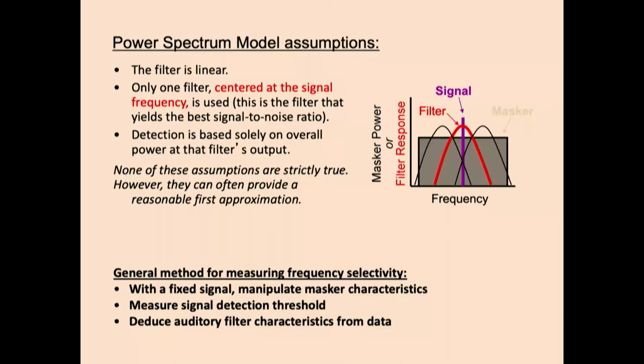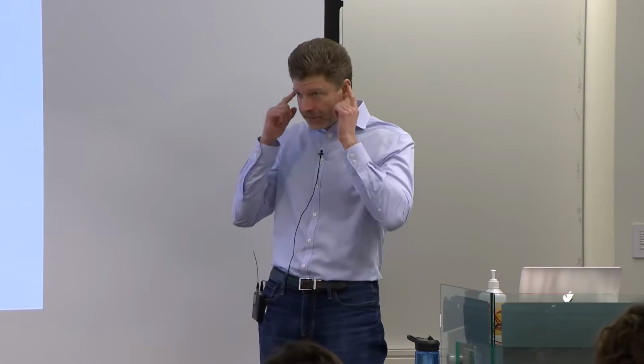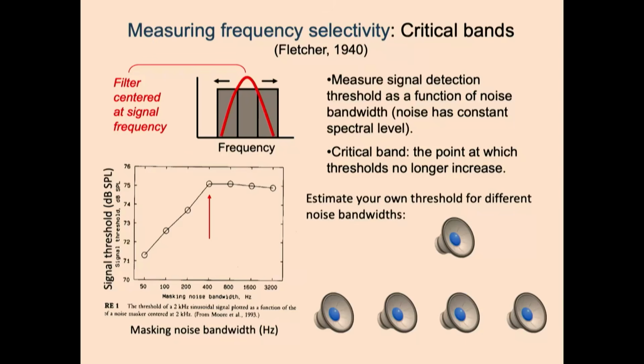The general method for measuring frequency selectivity in a person is to have some fixed signal, manipulate the characteristics of the masker, and measure how the signal detection threshold varies as the masker characteristics vary. Then we try to deduce the characteristics of the auditory filter in your ear from the data. Let me give you an example, which I think will make this pretty clear. This is the classic experiment that was the first demonstration of this approach. It's attributed to Fletcher, a scientist who worked at Bell Labs back in the 1940s.